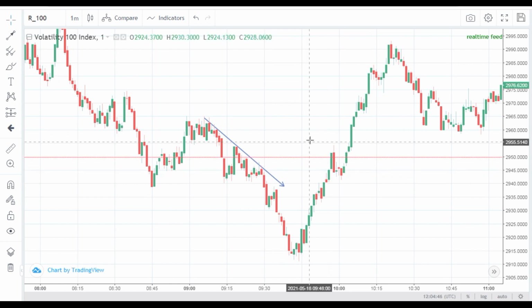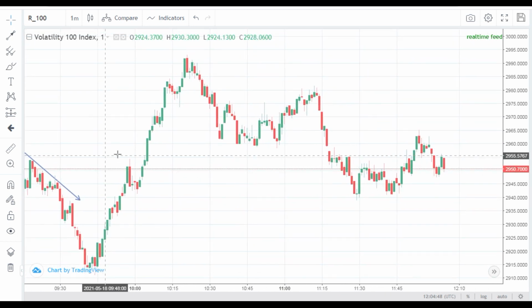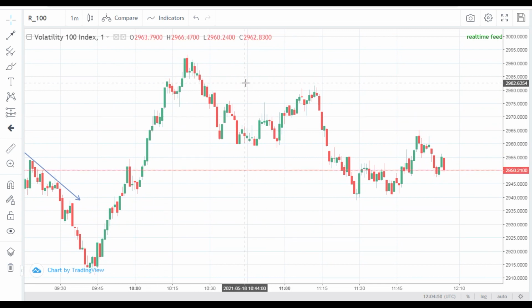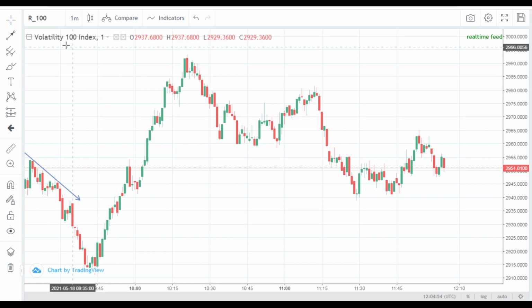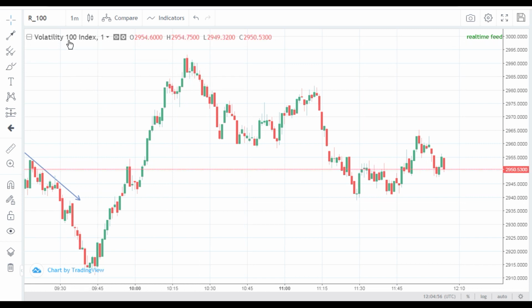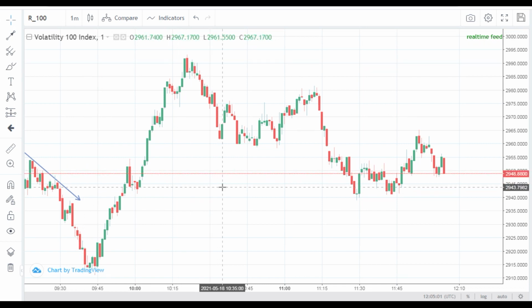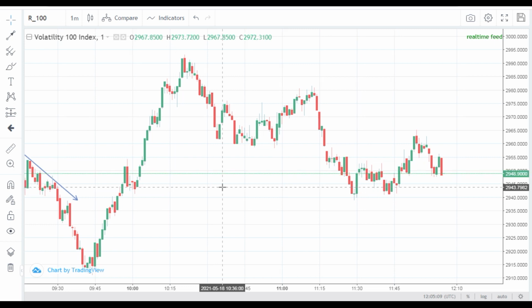So guys, I think this will be all for the examples. There are more examples; you can just open your volatility index and check more examples. For this particular one, I'm looking at the volatility 100 index, the 1 minute time frame. I trade the 1 minute time frame. That doesn't mean I don't look at the 5 minutes or the 15 minutes. I only look at those to confirm my entry.